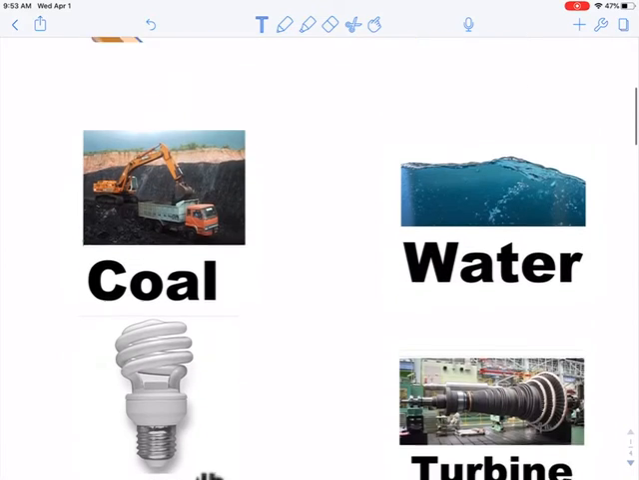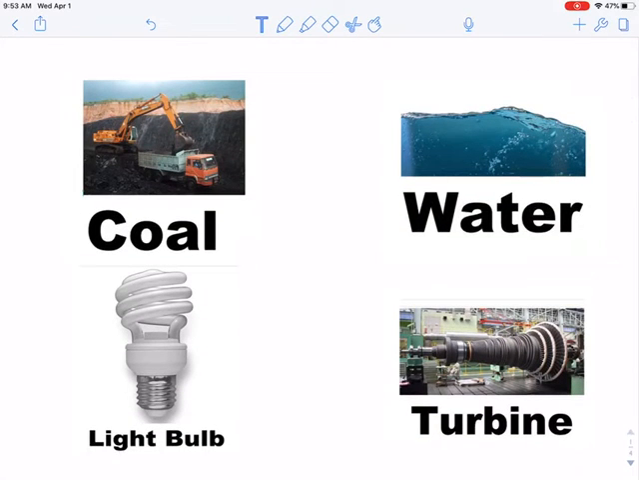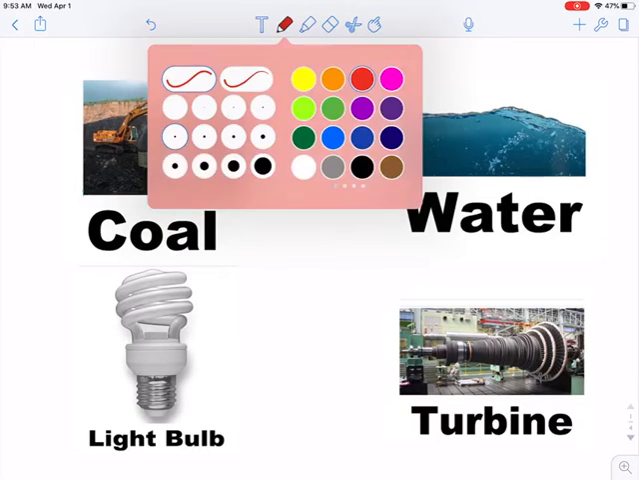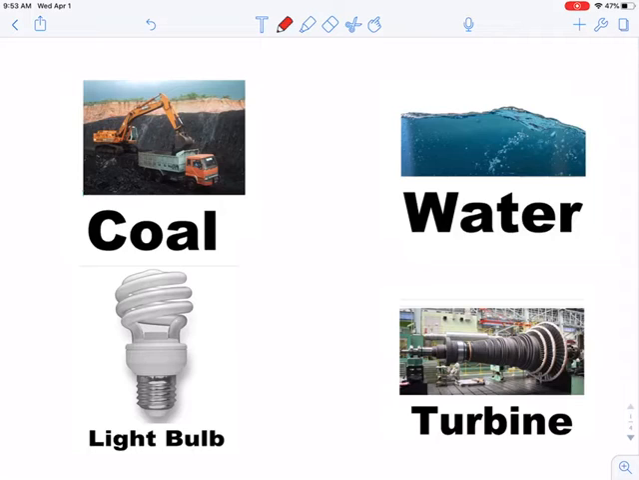So first of all, in Alberta, we know that the majority of our electricity is generated through fossil fuels, primarily coal and natural gas. So we start with coal. If we have coal here, what is the type of energy source that this is? Sorry guys, I'm writing this with my finger because I left my stylus at school. So what kind of energy source is this?